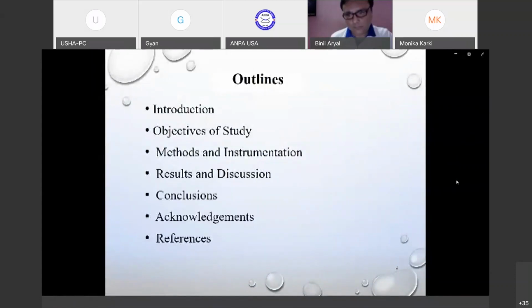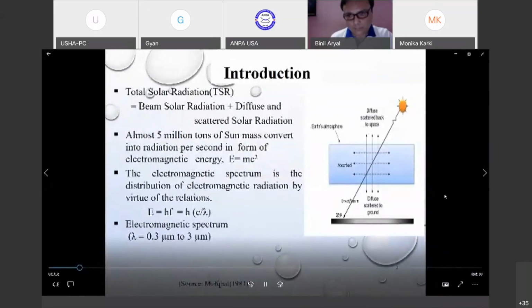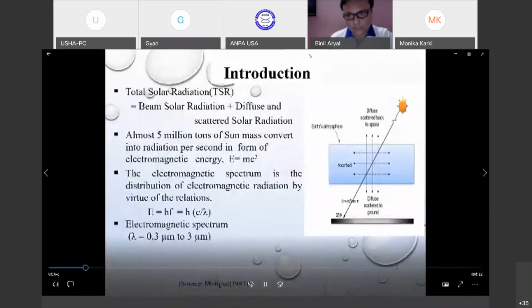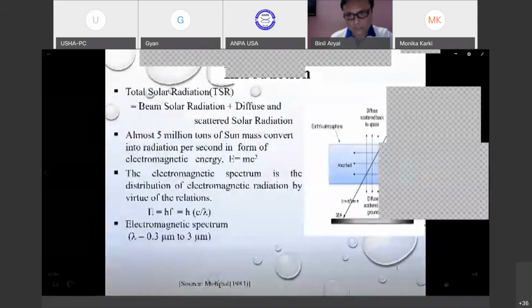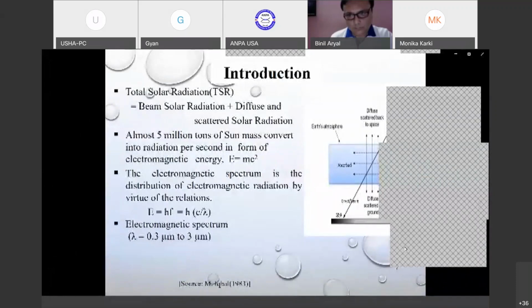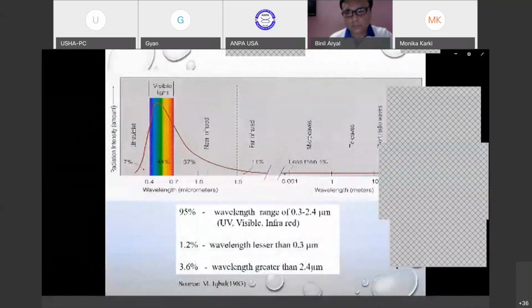Moving on to introduction. Total solar radiation is the sum of the beam solar radiation and diffused and scattered solar radiation. The solar radiation is generated from the steady conversion of hydrogen to helium by nuclear fission reaction. The Sun converts about 5 million tons of mass per second in the form of electromagnetic radiation, distributed in terms of the electromagnetic spectrum with wavelength between 0.3 to 3 micrometer.